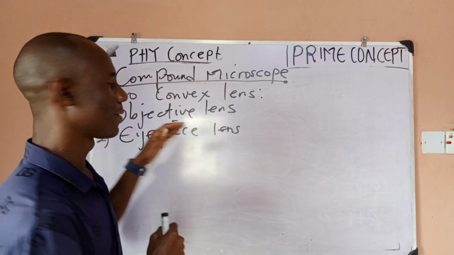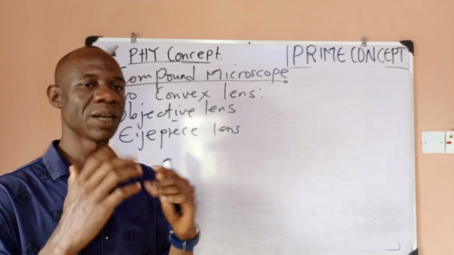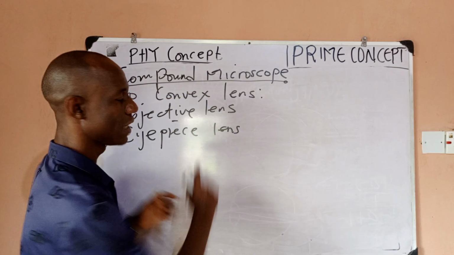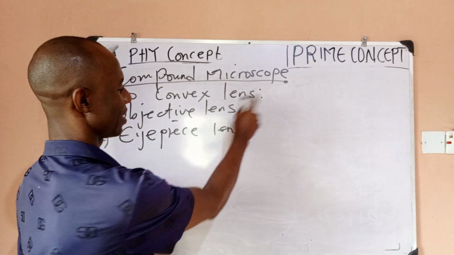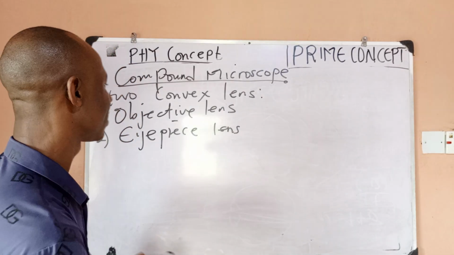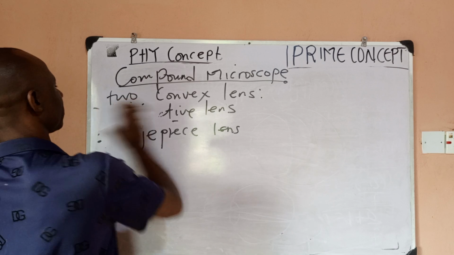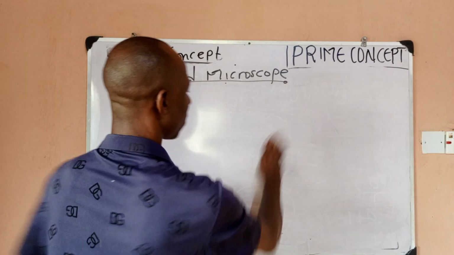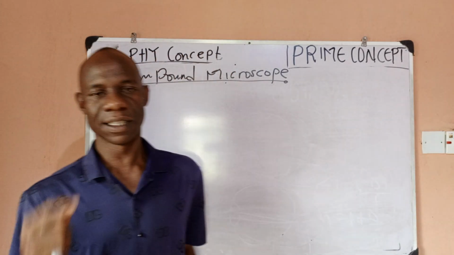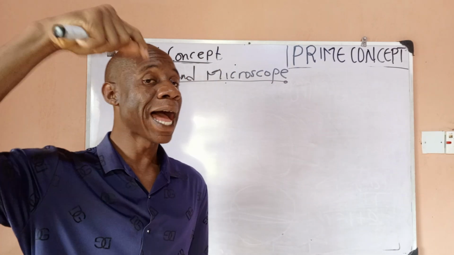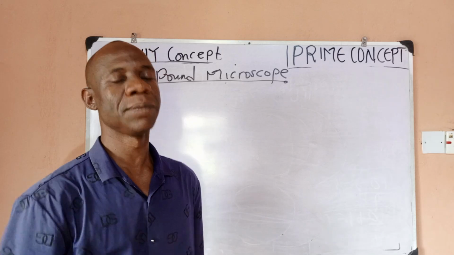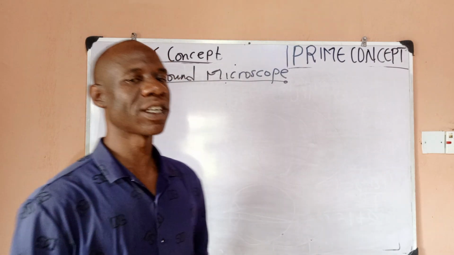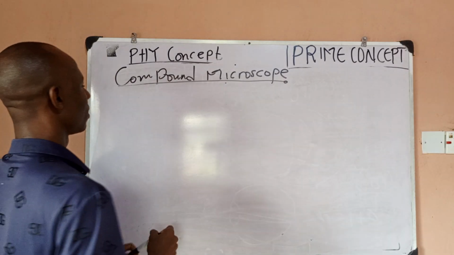Now, how do they work? First, you should know that the eyepiece lens is usually of a larger focal length than the objective. So the focal length of the eyepiece lens is usually greater than the focal length of the objective. Now, what is the working principle of your compound microscope? Your compound microscope is arranged in a way such that the eyepiece lens behaves as a simple microscope. Now I'm going to use a diagram to explain the working principle of a compound microscope.